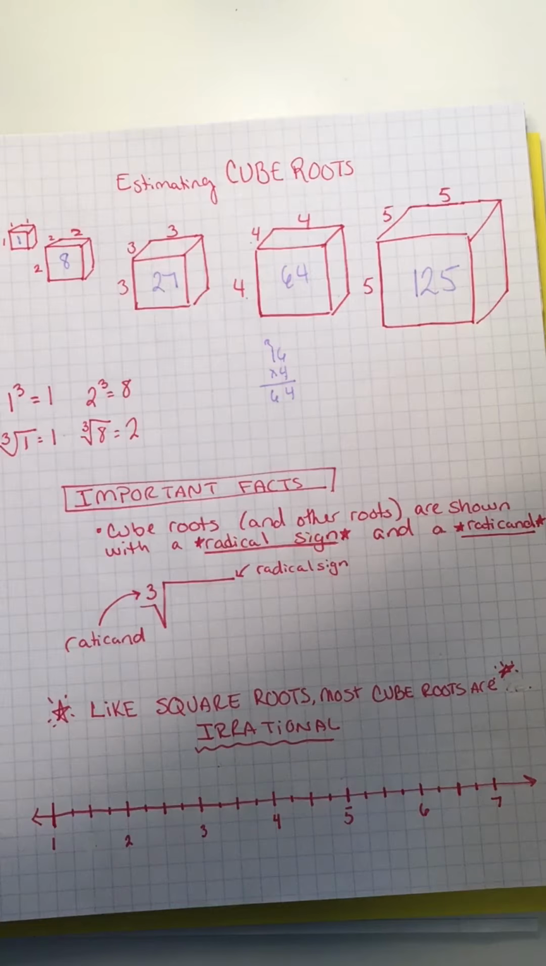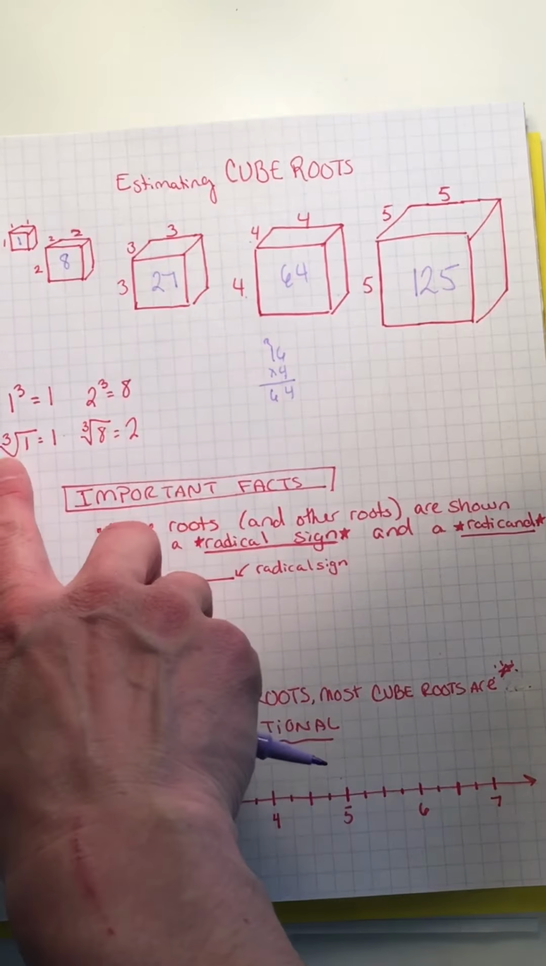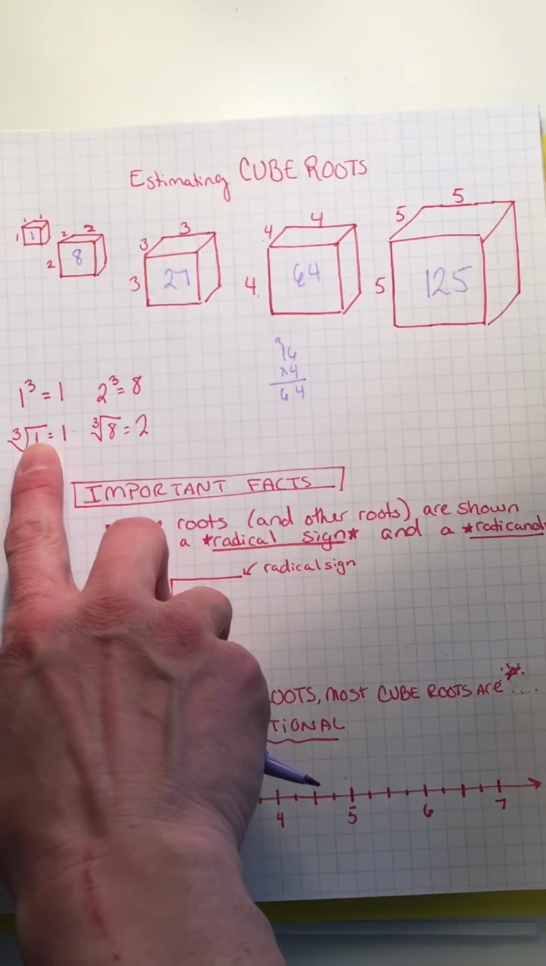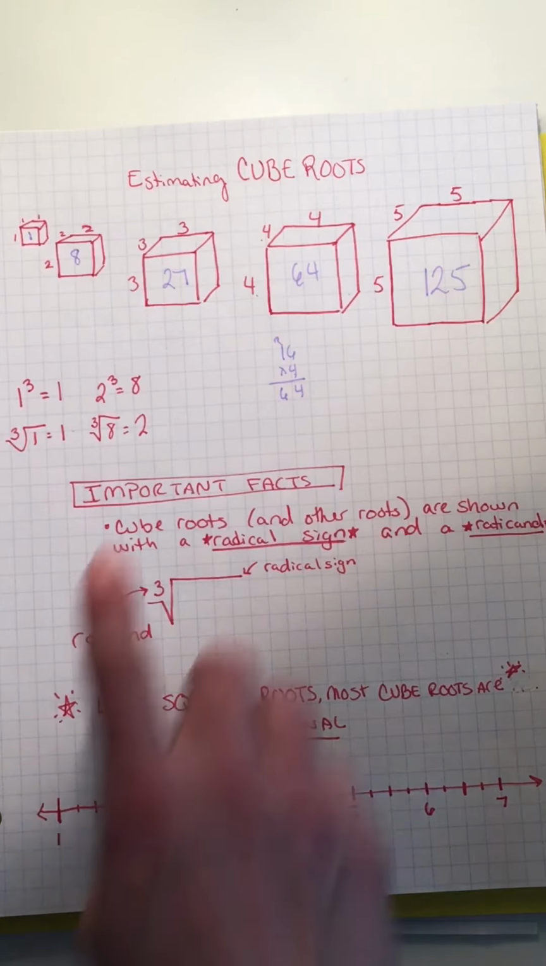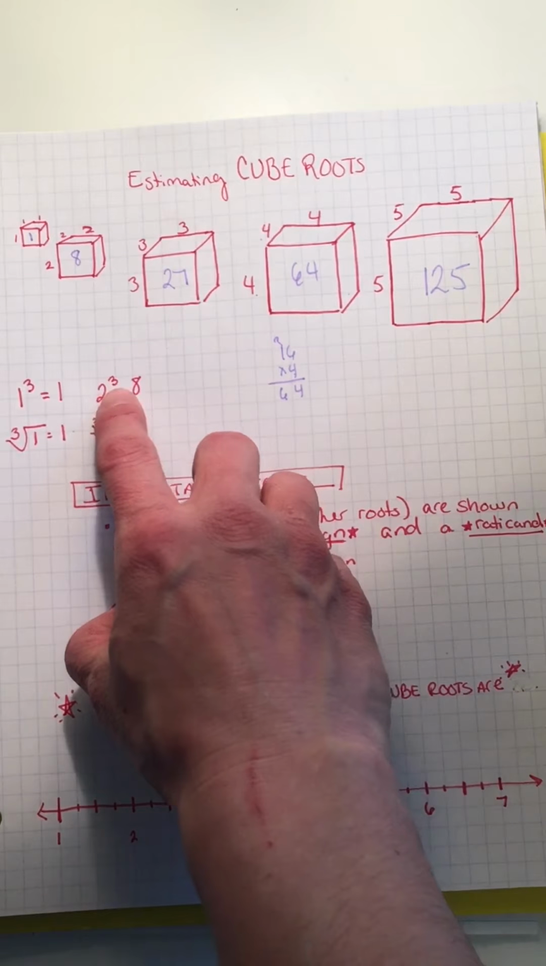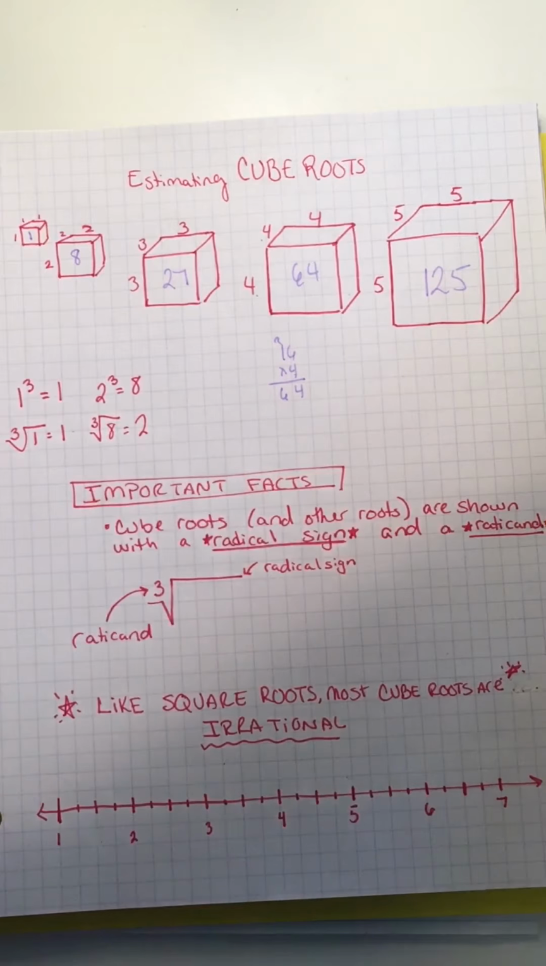So another way to think about that is 1 cubed is 1. Therefore, the cubed root of 1 is 1. Remember, we're talking about the side length. That's where that root is coming from. 2 cubed is 8. The cubed root of 8 is 2. So let's go through and do these first 5 perfect cubes.